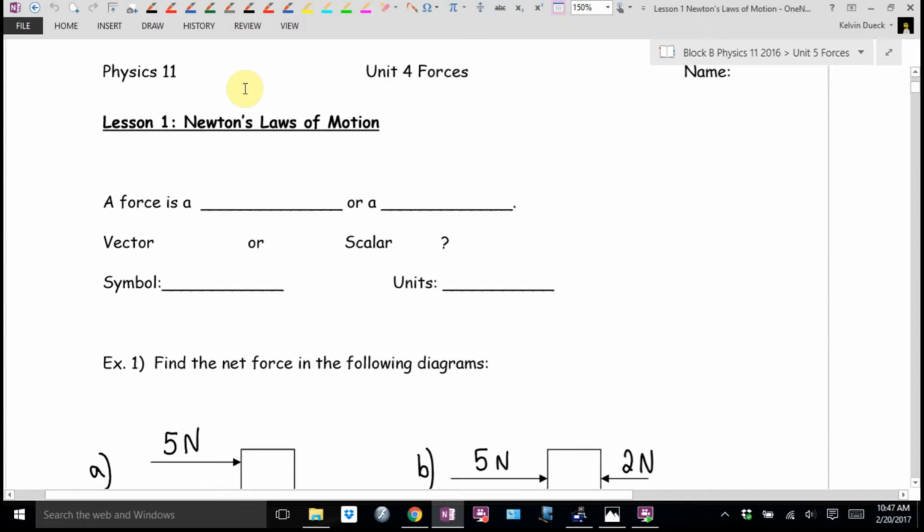So we're going to start out with what are Newton's laws of motion. First of all, we need to define a force. A force is a push or a pull. That's already wrong. The modern definition of a force is that it's an interaction between two objects. That's too vague for me.